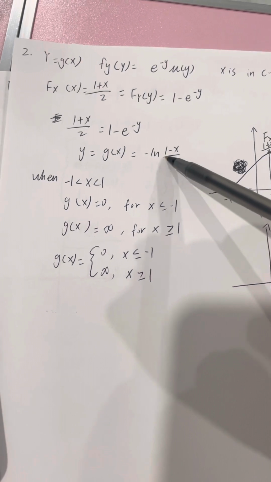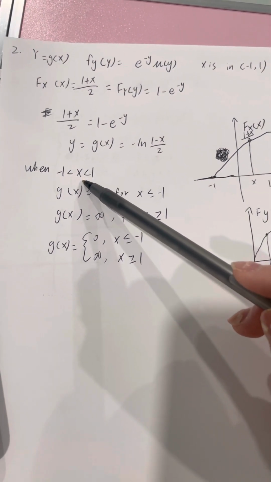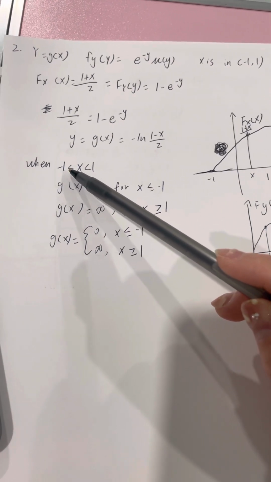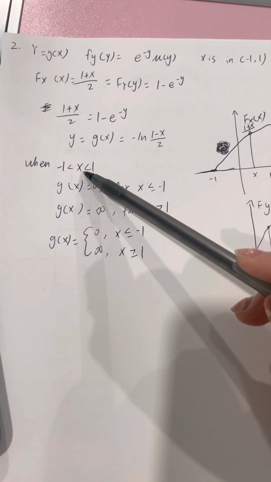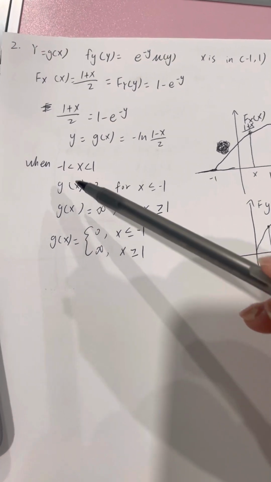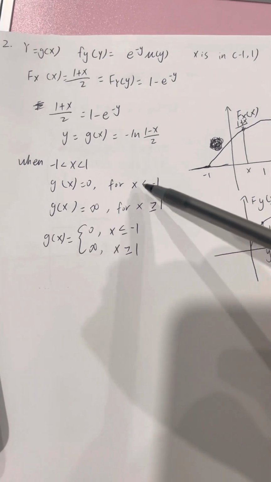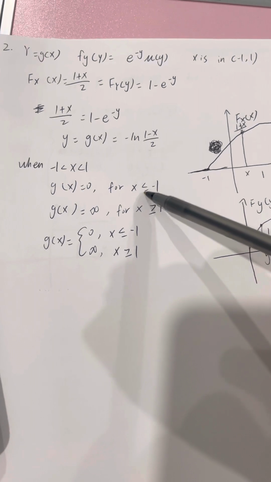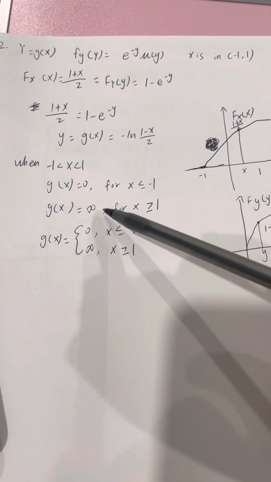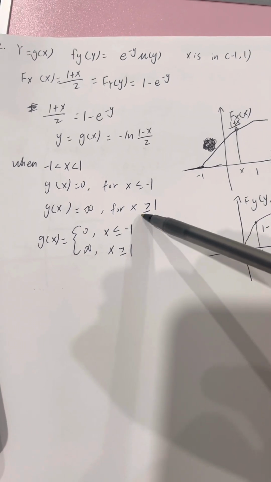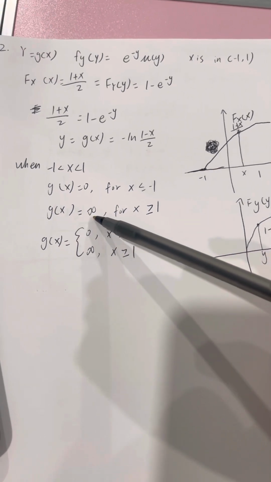Because it's given from the question, then you get g of x is equal to negative ln of 1 minus x over 2, in the range of when x is greater than negative 1 or smaller than 1. You get g of x should be equal to 0 if you plug in for x smaller than or equal to negative 1, and when x is greater than or equal to 1, the g of x is equal to infinity.